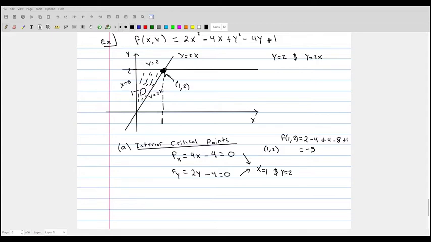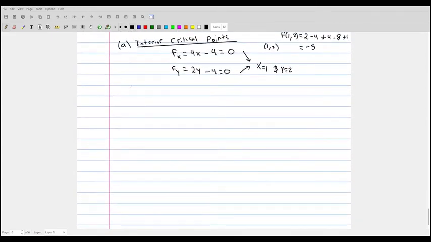So this concludes our part A. And then for step B, we have to go through and investigate this at each different possible boundary or piece of the boundary. So for piece 1 of the boundary, we'll take this as x equals 0 and y between 0 and 2. For this piece of the boundary, our function is just a function of y, and it's the composition of x equals 0 and y for y from 0 to 2.